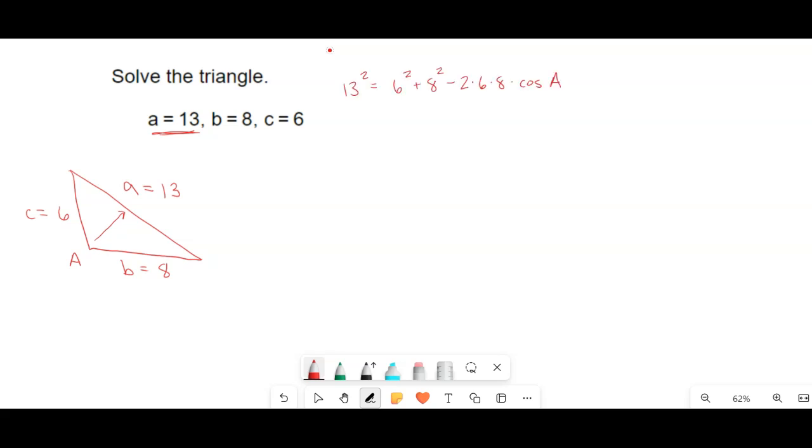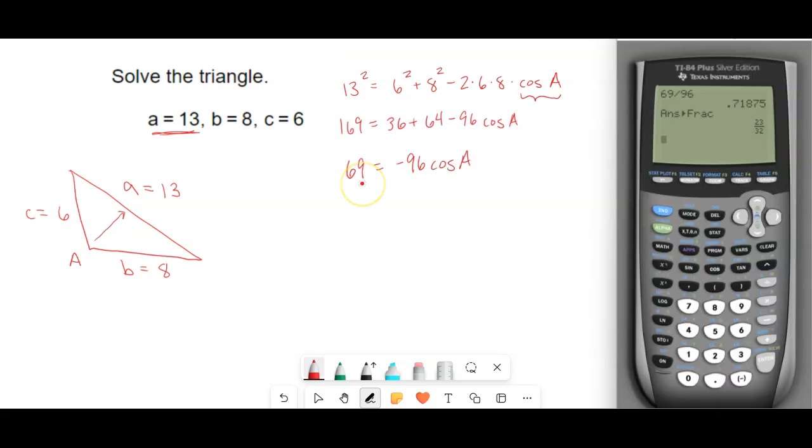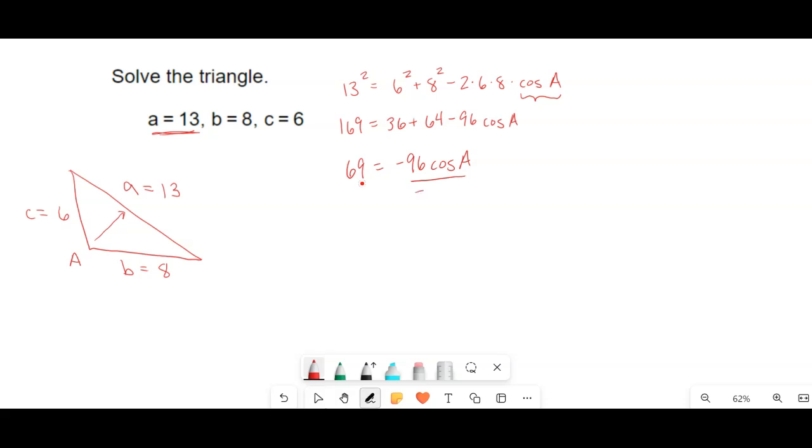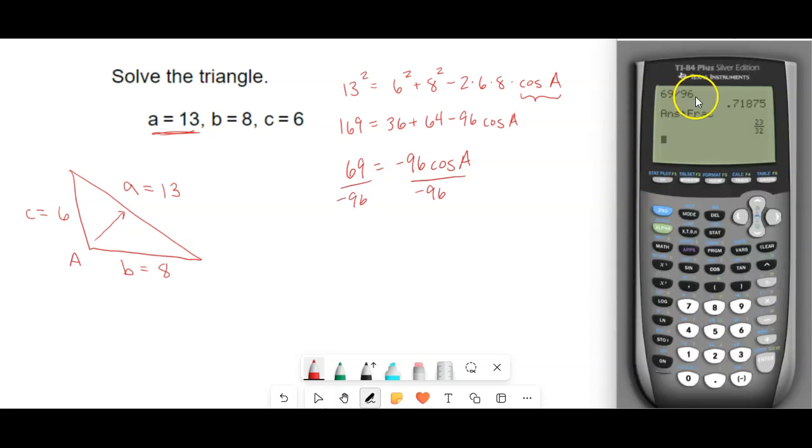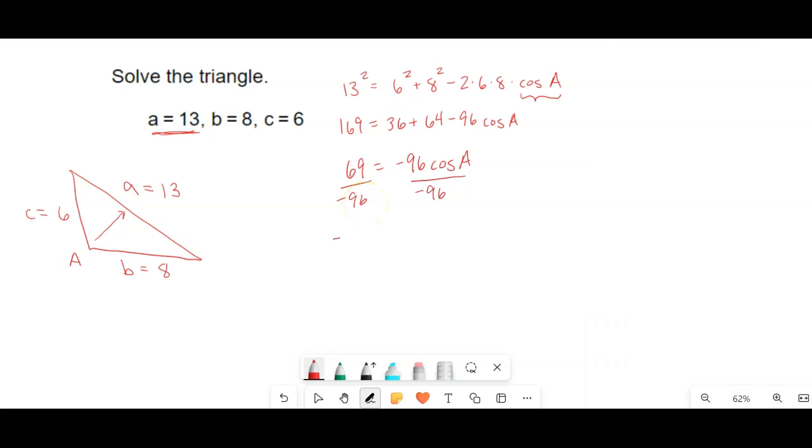So there's the law of cosines set up to solve for angle A. I'm going to get the cosine of A isolated. All right, so I've got it almost isolated. I'm going to divide away this negative 96. So 69 divided by 96 is 23 over 32. There is a negative, so that's negative 23 over 32 as a simplified fraction. That's cosine of A, and I want A. So A is the inverse cosine of negative 23 over 32.